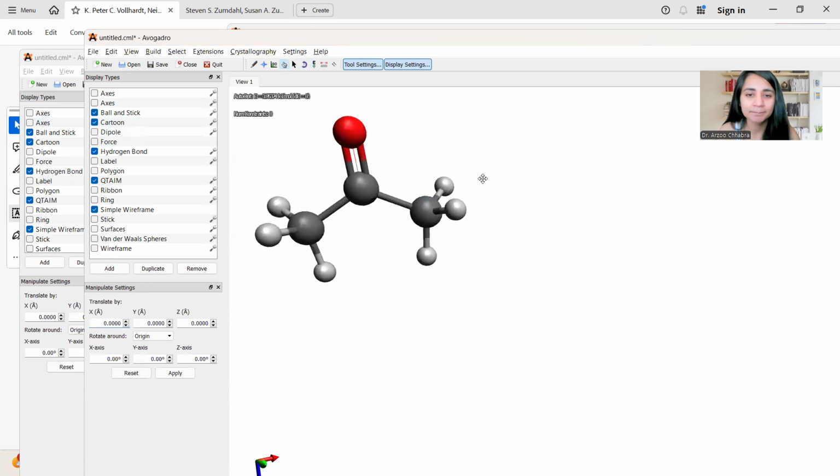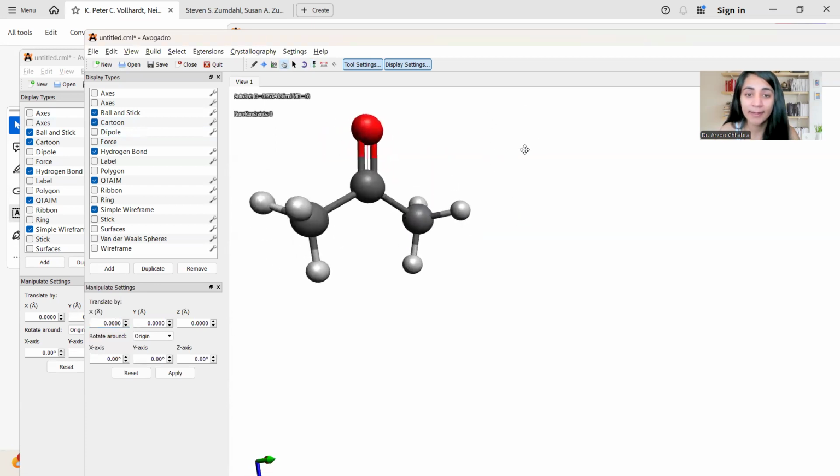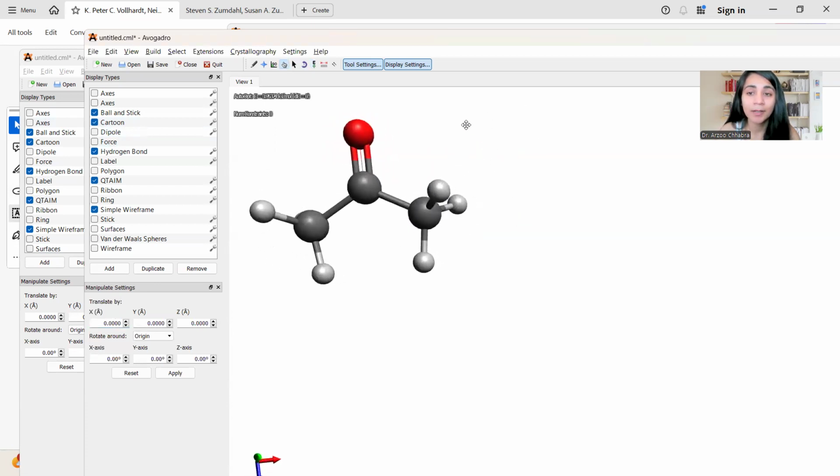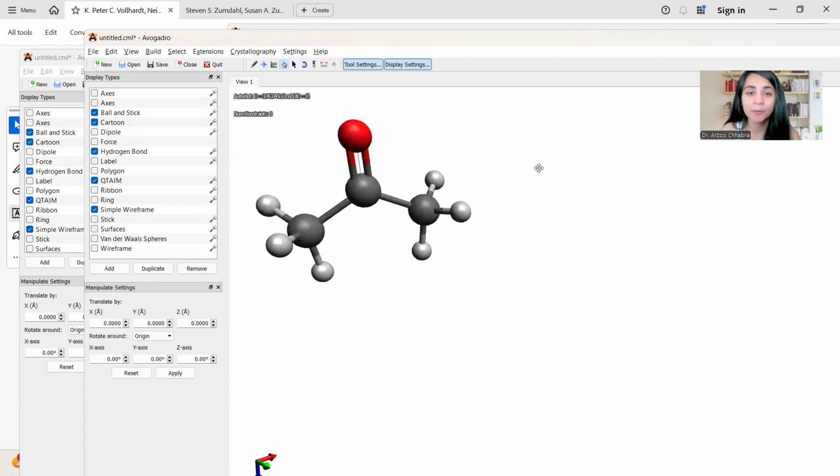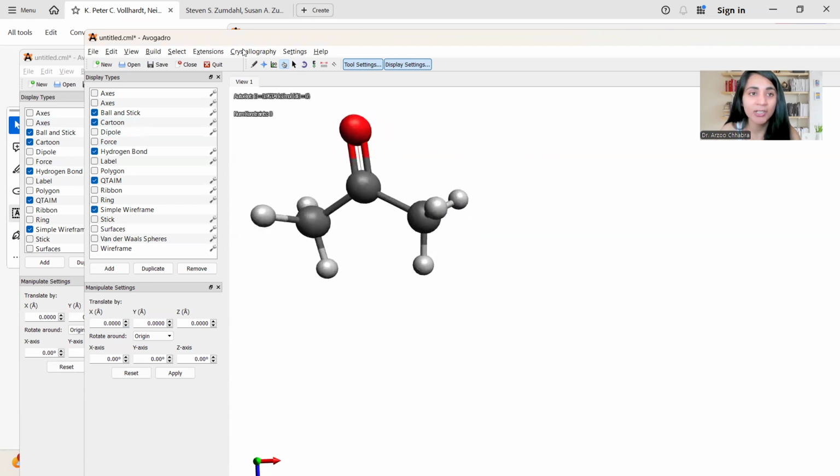Let's see how it looks. This is acetone. The compound used in nail paint removers, that is actually acetone, a ketone, right?